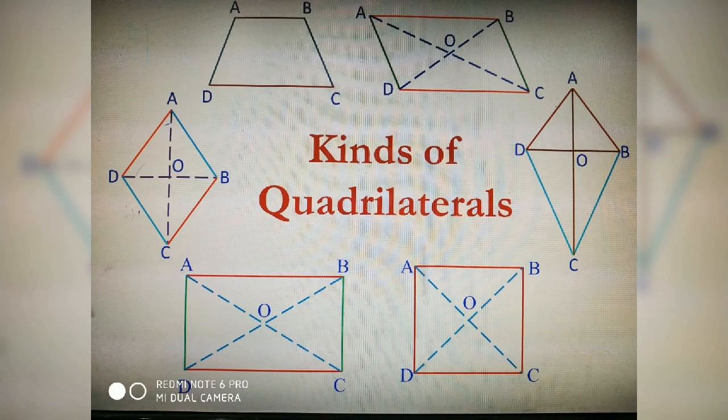These are the figures of some quadrilaterals. A quadrilateral is a polygon having 4 sides, but some quadrilaterals have special properties, so their names are different. So here we shall discuss some special types of quadrilaterals one by one.